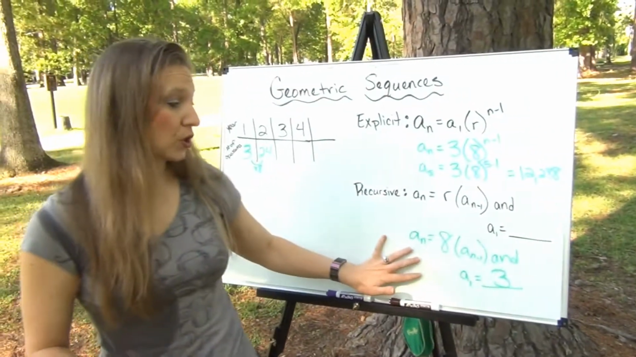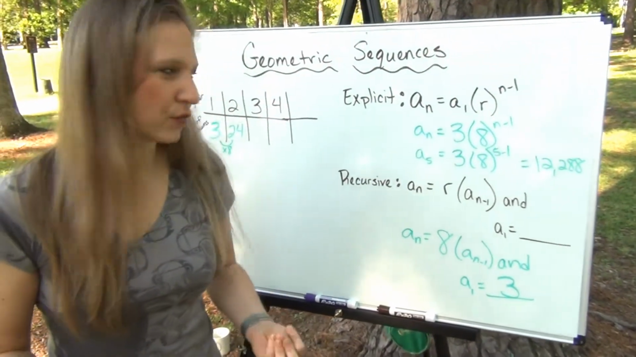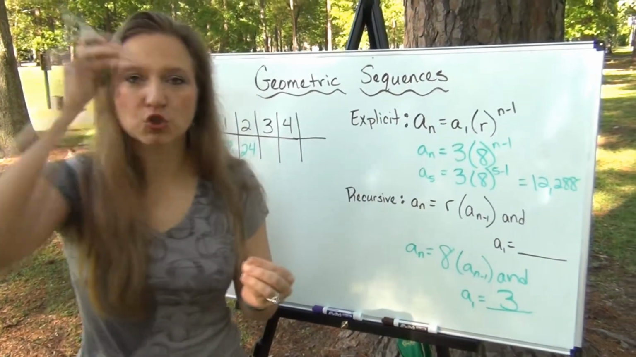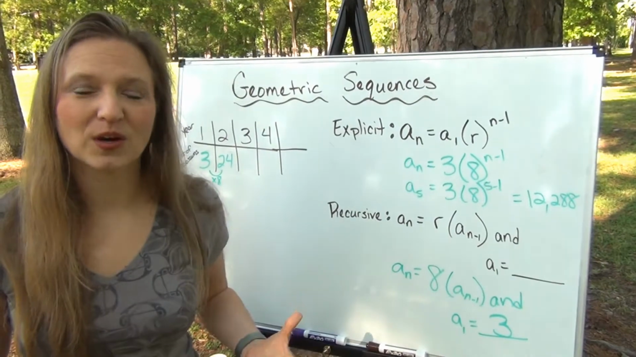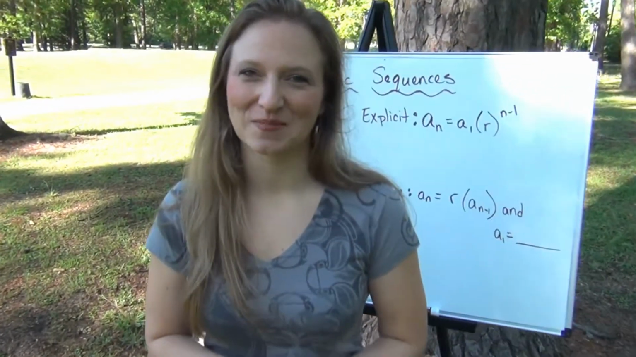In order to use the recursive rule, we always have to have the previous number in the sequence. So it's not as helpful as the explicit rule, but the explicit rule is very helpful because we can jump straight to whichever number in the sequence that we want. And that's the power of geometric sequences. All right, let's try another example.